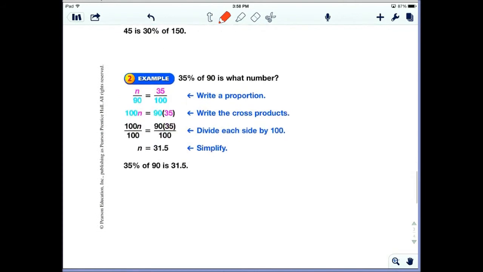And the second example, same thing. How do we find 35% of 90? "Of" is on the bottom, so here's my "of." Okay, "is" what number? That's the part that we don't know. That's why we have that variable on top, or the question mark. And then we have the percent over percent. And then we do what we've been doing. We write the cross product, we divide, and then we have our answer.